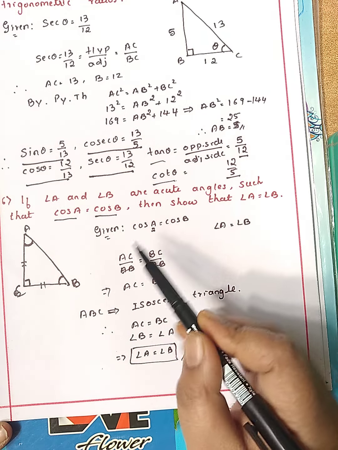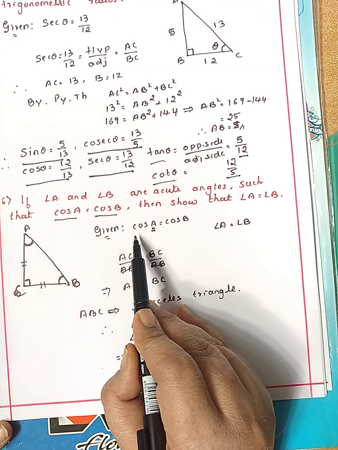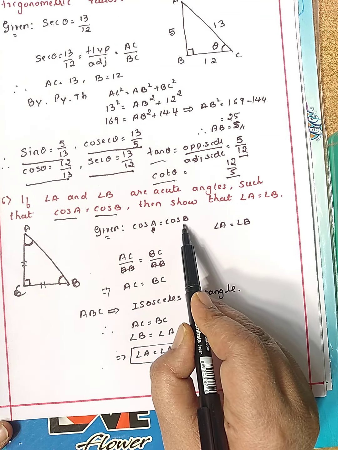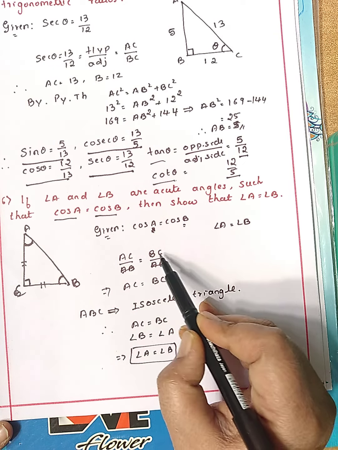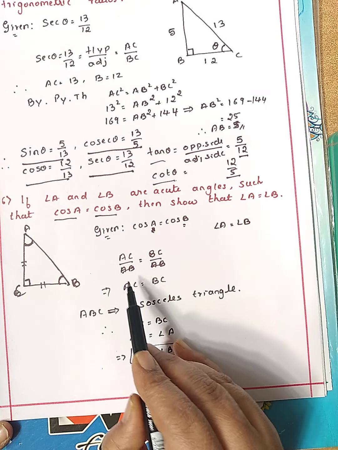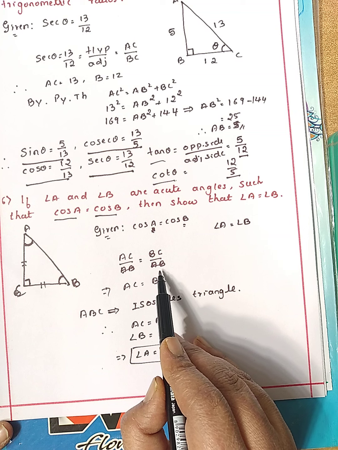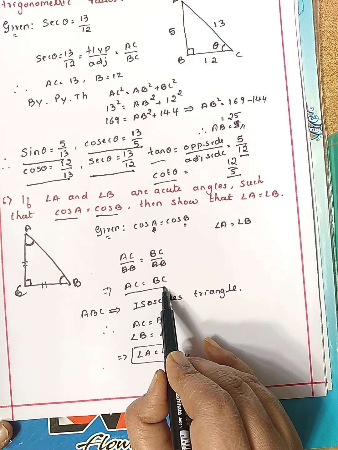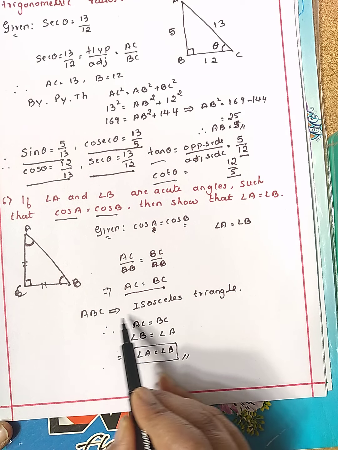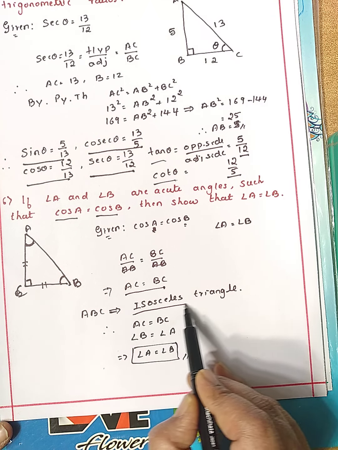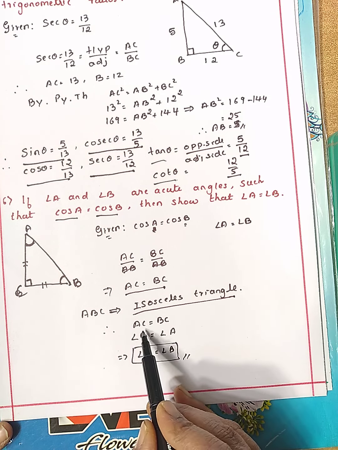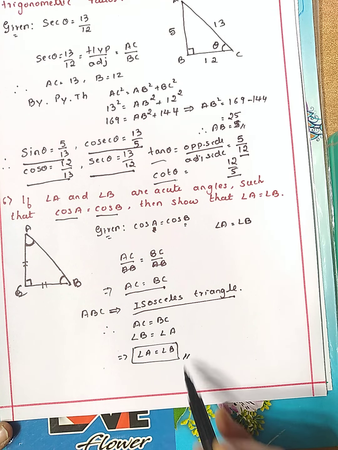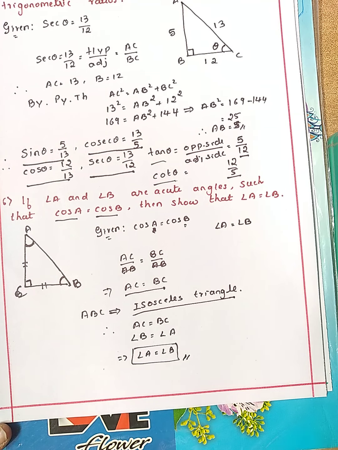First, what you have to do? First, write the trigonometric ratio of cos A with respect to angle A, and with respect to B, write the cos ratio. Then AB gets cancelled here. Remaining is AC equal to BC. Now, by isosceles triangle, AC equal to BC means angle B equal to angle A. We have proved the question.